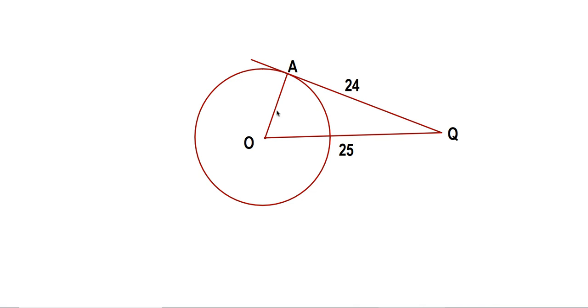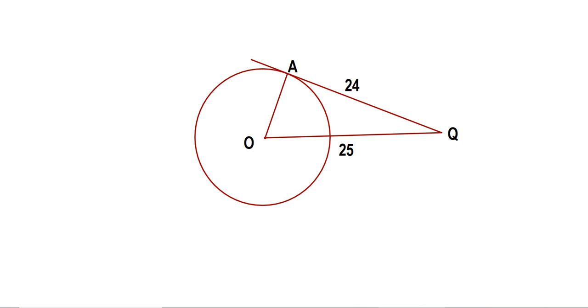You know that angle OAQ is 90 degrees because radius and tangent are perpendicular. So consider this right angle triangle OAQ. OQ is the hypotenuse. So OQ square is equal to OA square plus AQ square. From this you can find out OA square and then OA. Do find it out.